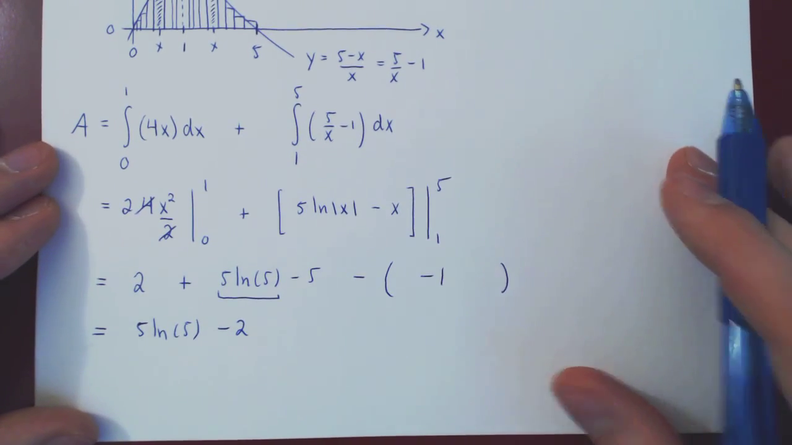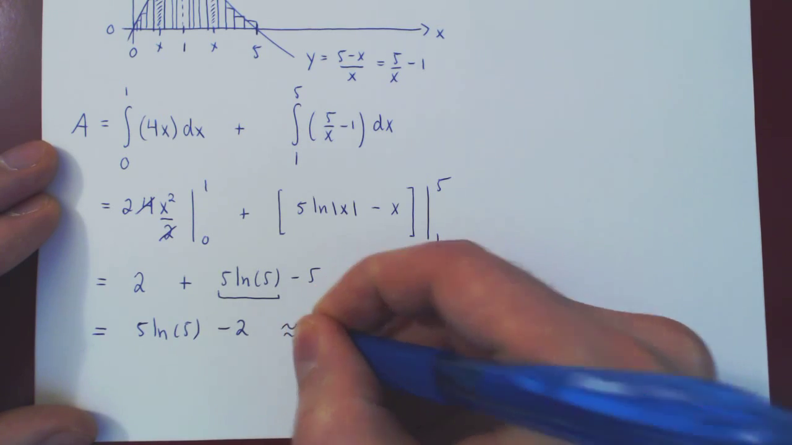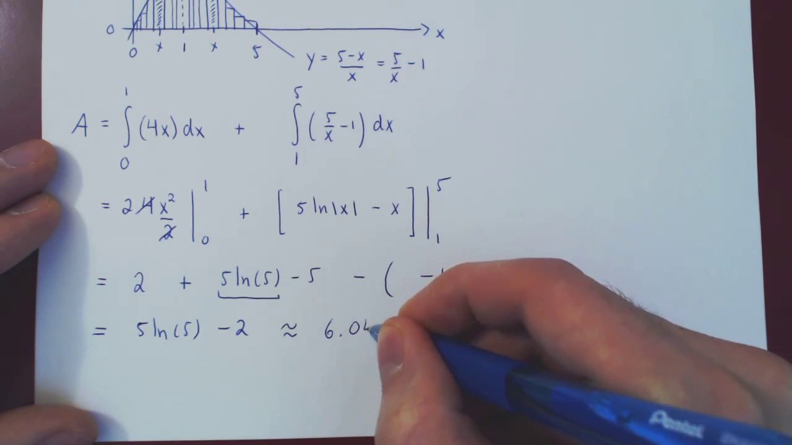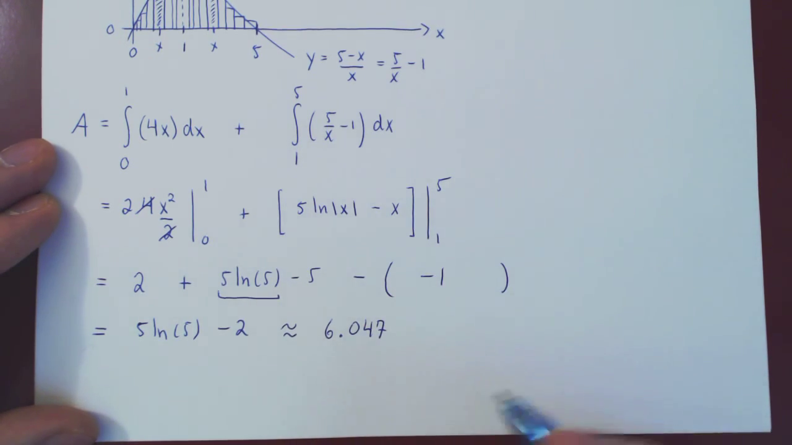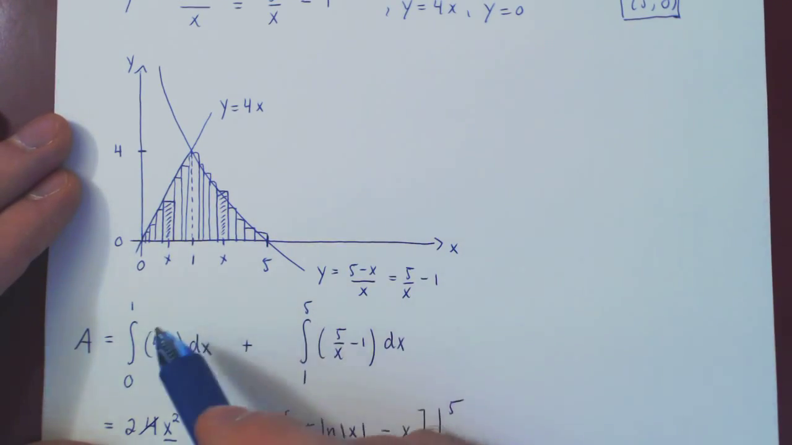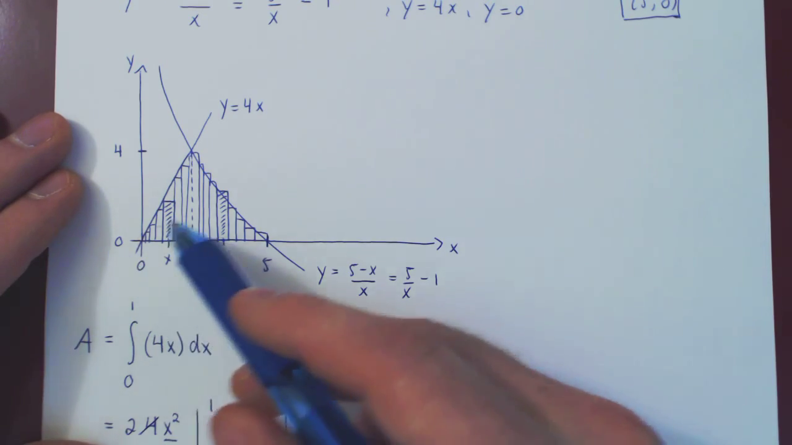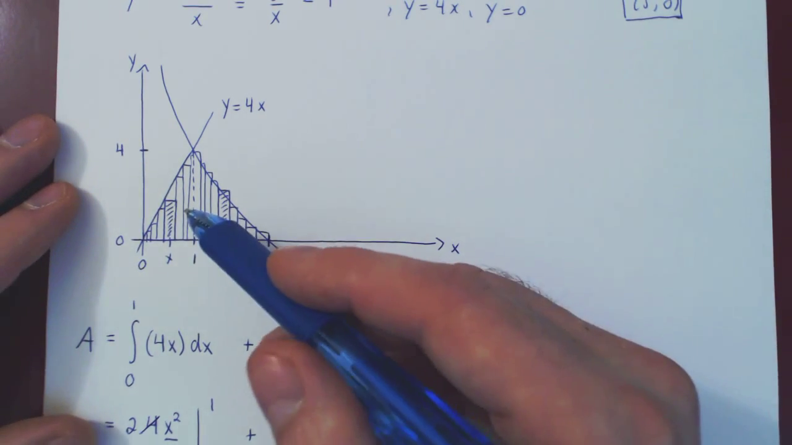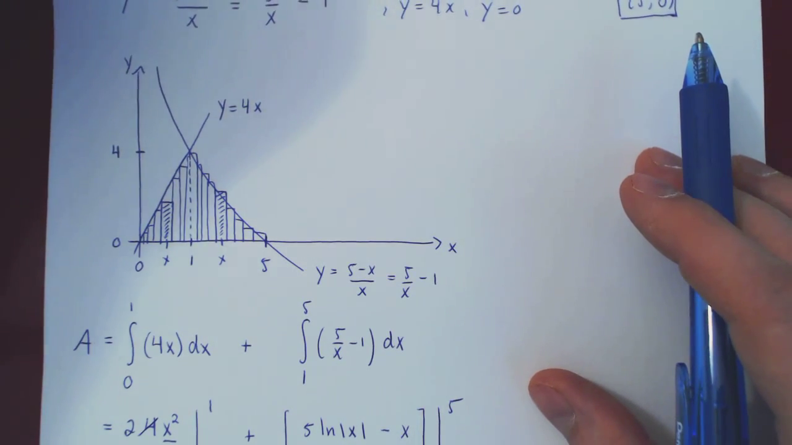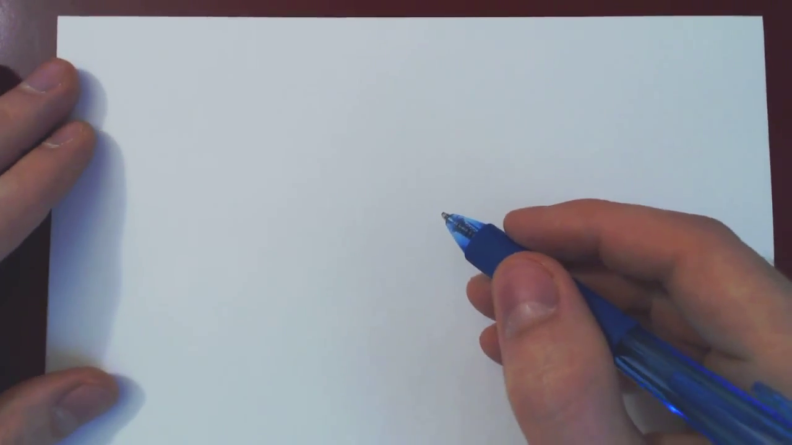If you want to get a feeling for a numerical value, you can use your calculator, and you will find this is approximately 6.047. Okay, so it wasn't too bad, but what was unfortunate is we had to come up with two different integrals for the area of the region. Let's see now if we used a horizontal rectangle, if we get a better solution. So let me just sketch the region over again quickly.